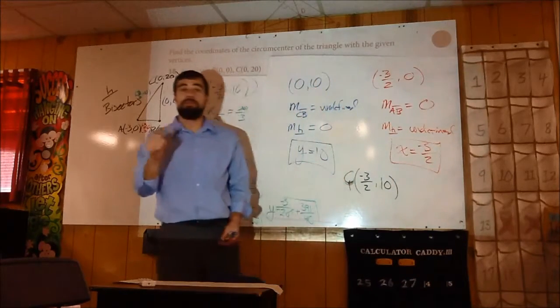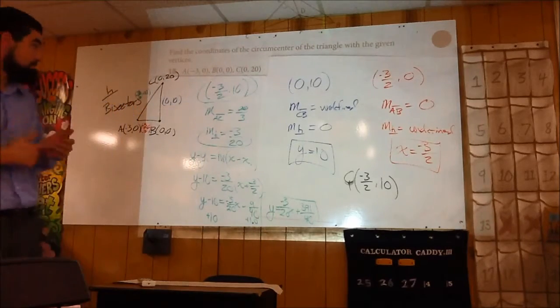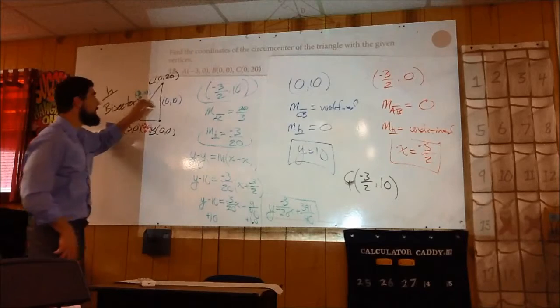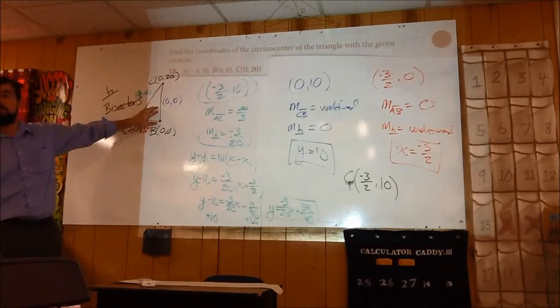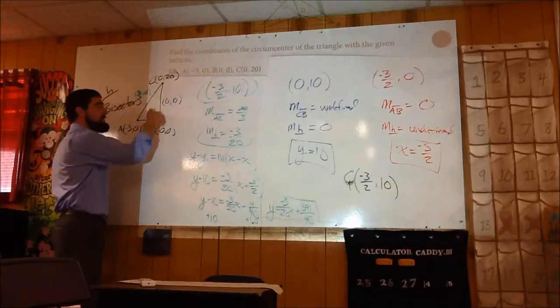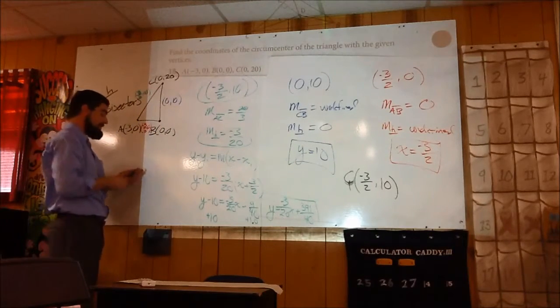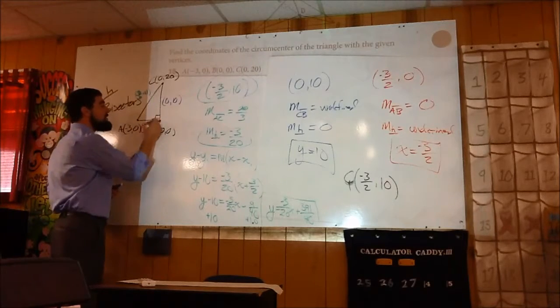Please look at your chart, the point of concurrency chart. Can someone tell me what kind of triangle this is? What's that? Triangle. It's a right triangle because this has a slope of 0, this has a slope that's undefined, so therefore these two segments are perpendicular, which makes this triangle a right triangle.